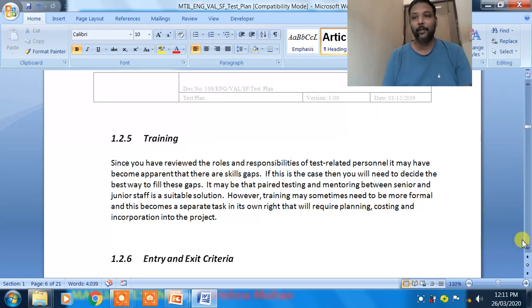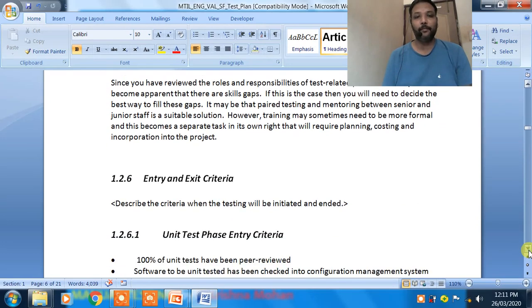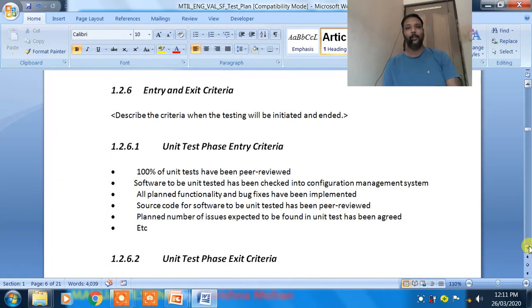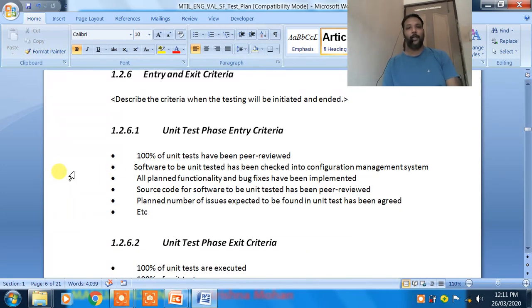Okay, and here is the entry and exit criteria. At a high level you have to write it: what is the entry criteria and what is the exit criteria? And here in the unit testing, what is the entry criteria? We have to mention some examples, which we have given over here. Okay, 100% unit. When you do the unit testing, the unit test cases should be ready. This is the entry criteria.